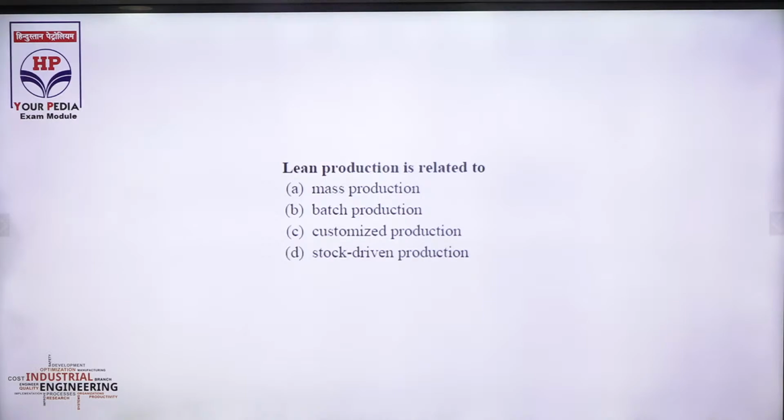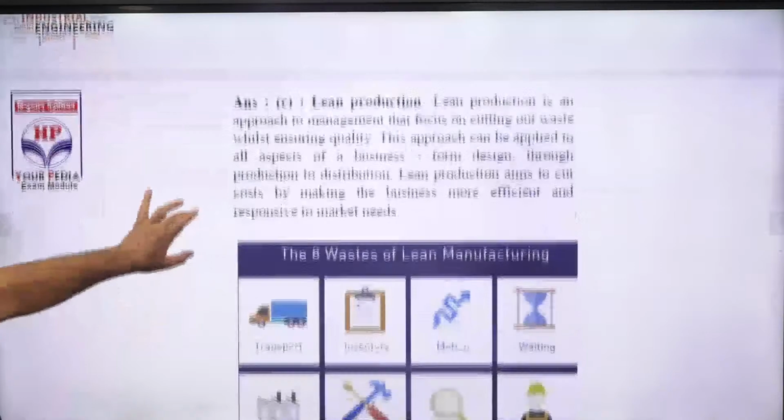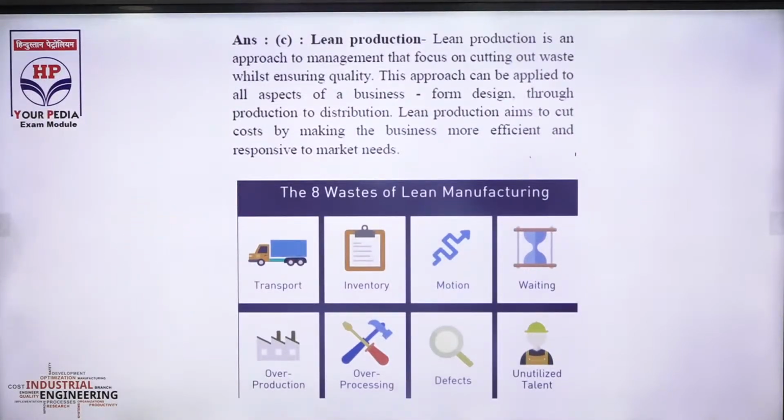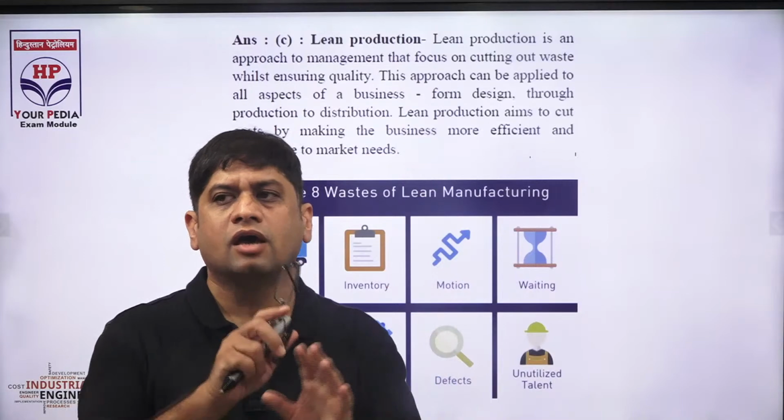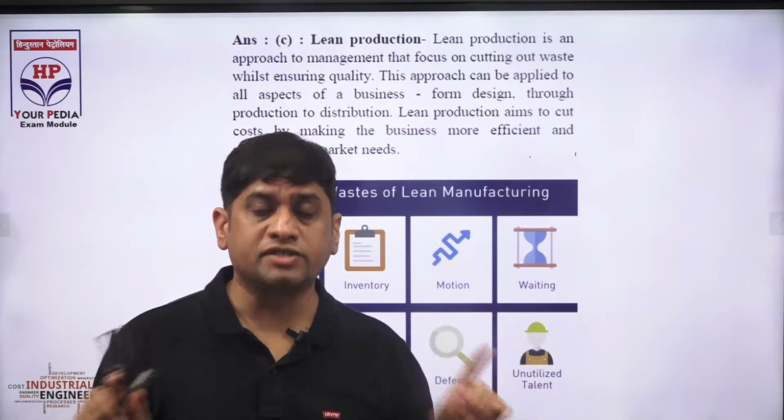So lean production is what? Customized production. Yes, lean production is customized production. Lean production means no wastage, efficient production. Quality is to be maintained. From design to production to distribution, cut the cost by making the business more efficient and responsive to the market need. In lean manufacturing, there are a couple of wastes which I don't want. Lean production means minimum wastage, efficient production.